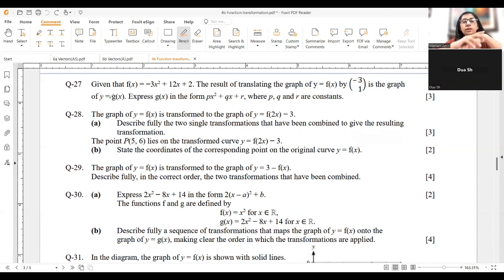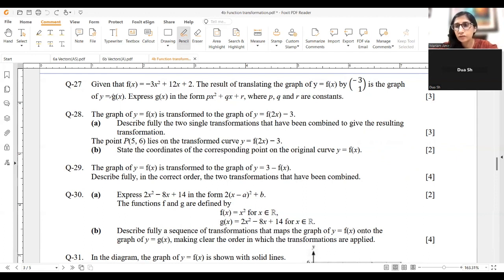The graph of y equals f(x) is transformed to the graph of f(2x) minus 3. Describe fully the two transformations that have been combined to give the resulting transformation. In many questions, they say describe fully the transformation in the correct order. So that's why I was asking you to address the bracket term first and then the non-bracket term. That is how the sequence works.